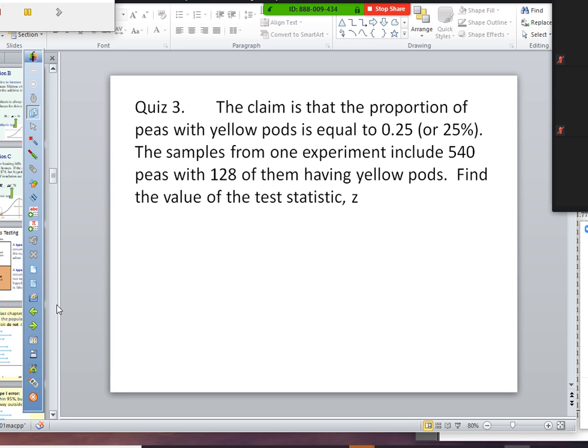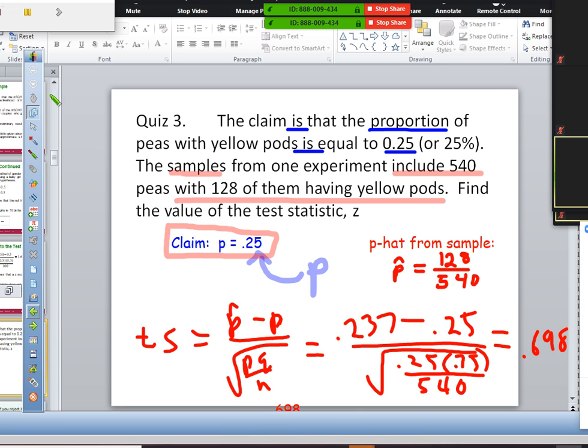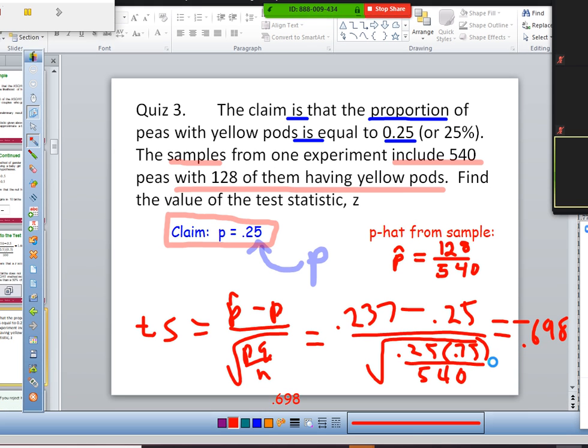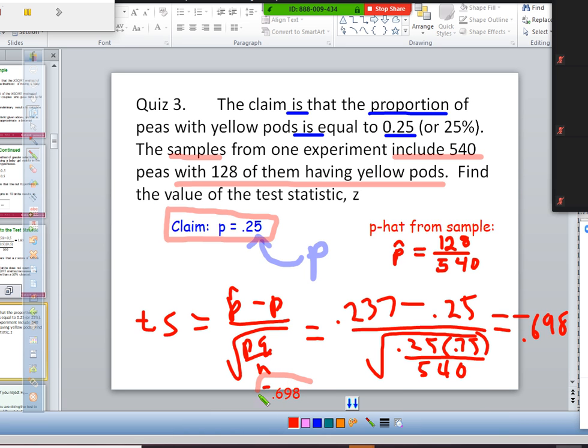Another question? My just negative. Oh, I'm so sorry. It is negative. That is totally right. I'm completely wrong. This is negative. Thank you, thank you, thank you. Negative 0.698. Good. Thank you for fixing me.